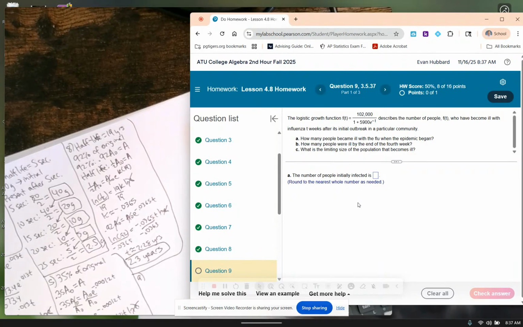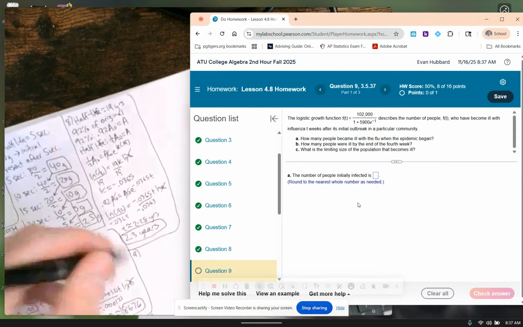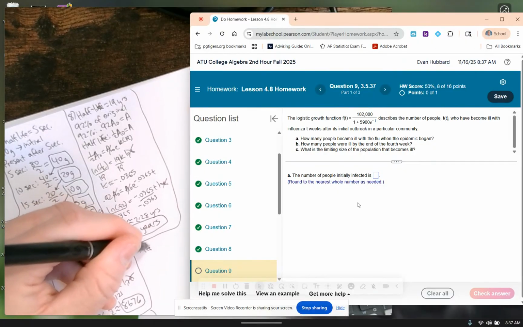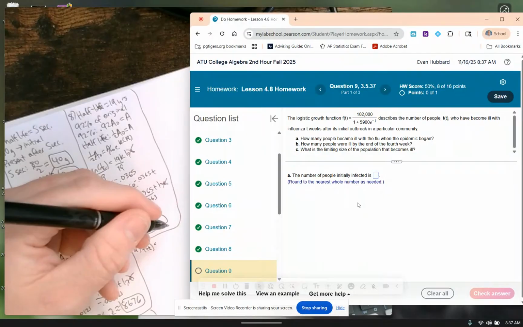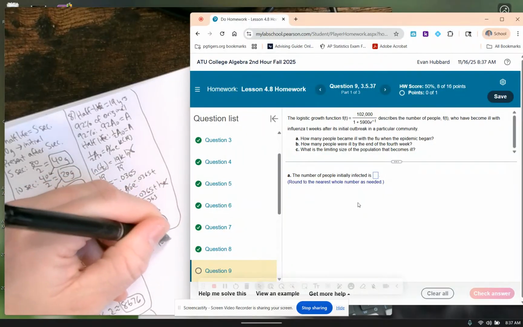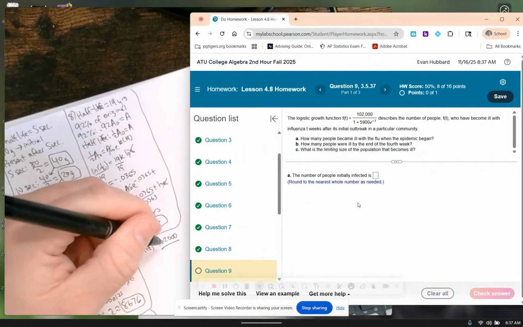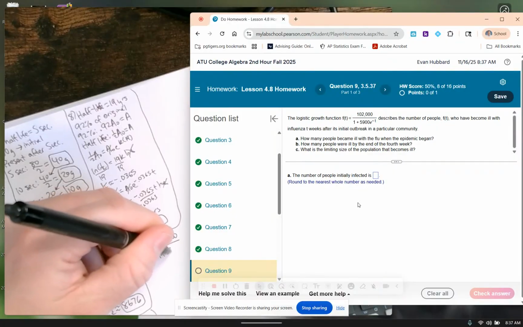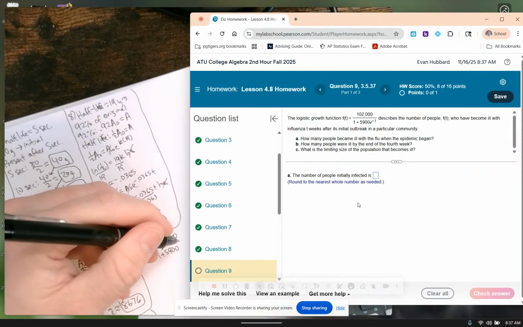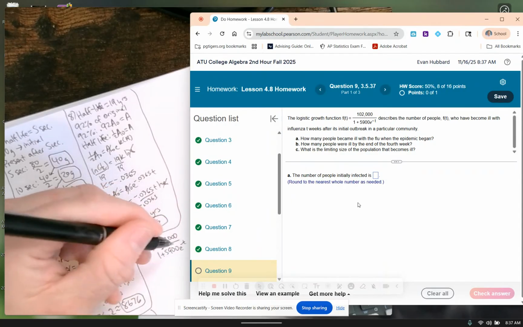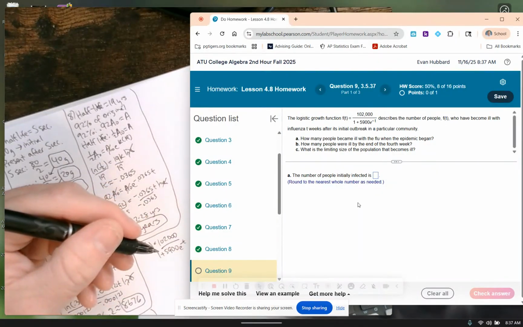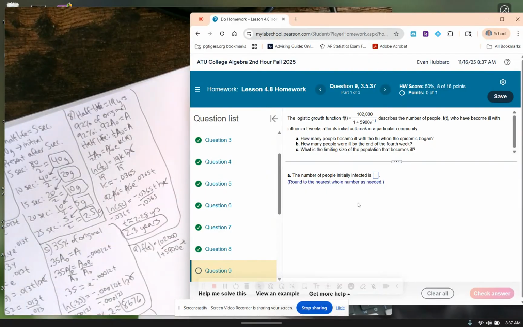All right, number 9. The logistic function describes the number of people ill with a certain influenza T weeks after the initial outbreak; let me write this down: f of t equals 102,000 divided by 1 plus 5,900 e to the negative t. How many people became ill with the flu when the epidemic began?